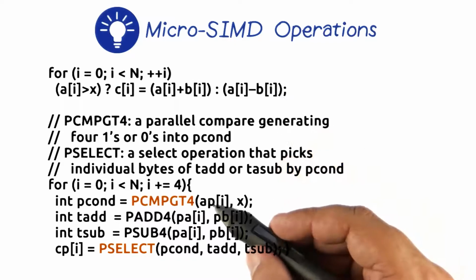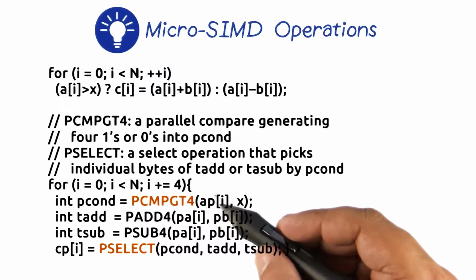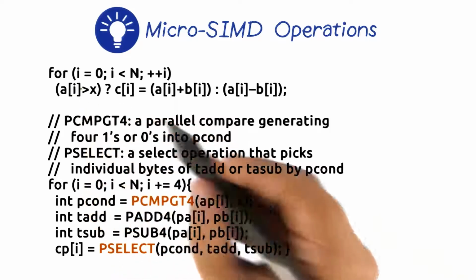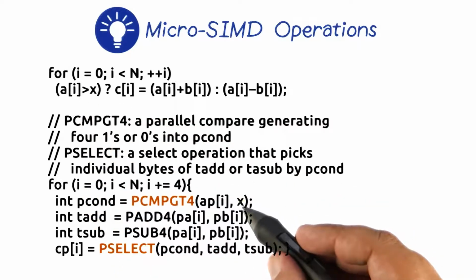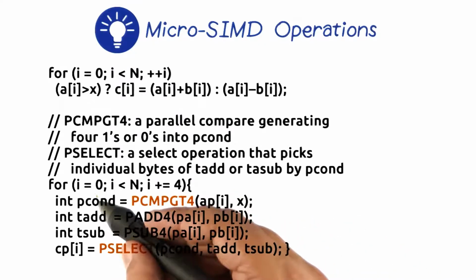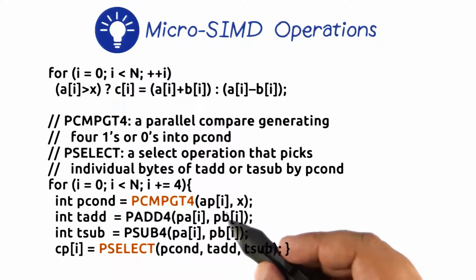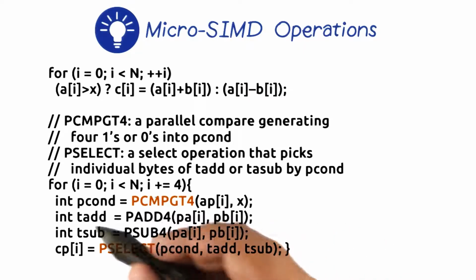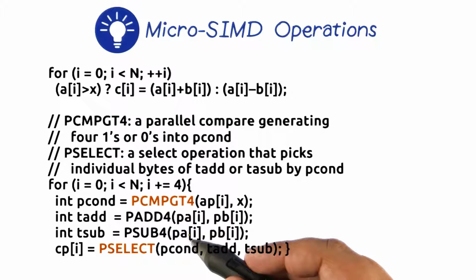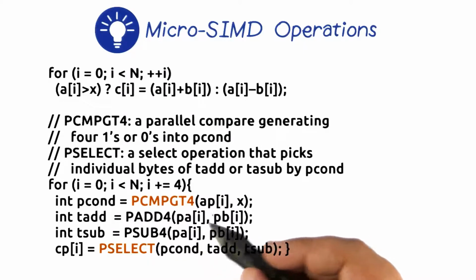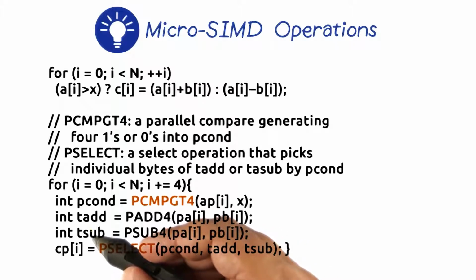We have an interesting representation of this loop in terms of doing a select operation first. We can take all these A[i]s, compare them with X on a micro-SIMD boundary, and generate all those results into P condition. Then we can take the subwords, taking part of A and part of B and adding them, and again on those subword boundaries generate the addition side of the result. Similarly, using subword level parallelism, we can take part of A, part of B, do the subtraction, generate the results and keep them ready in T sub.